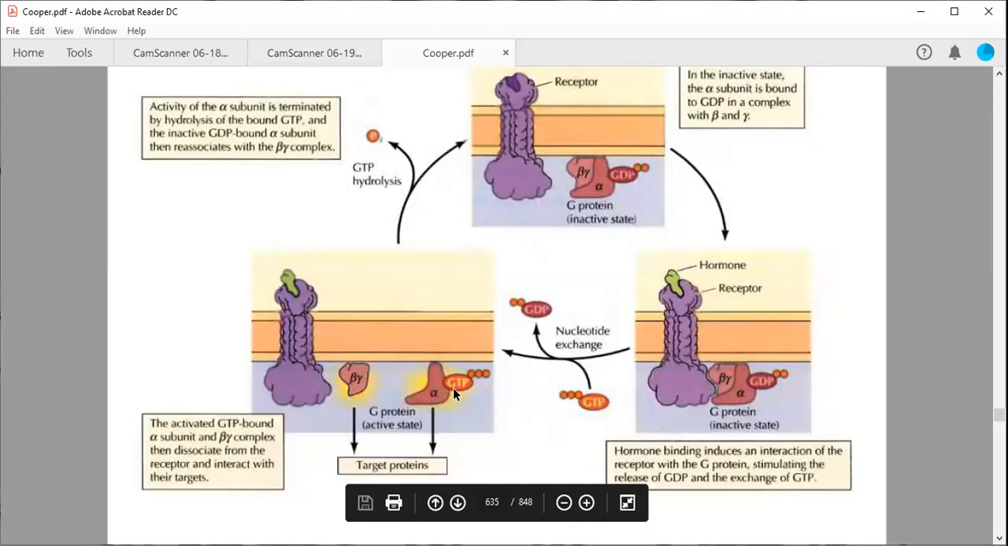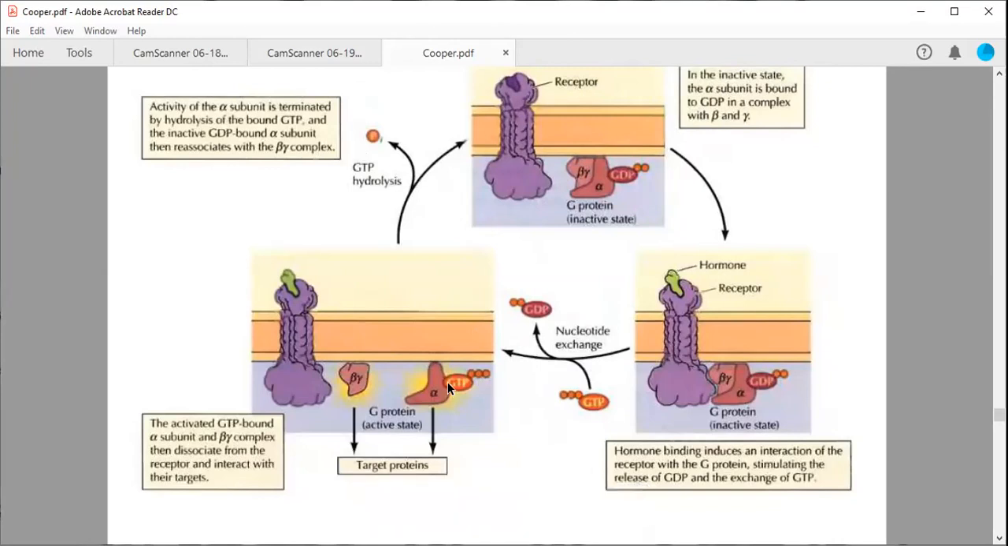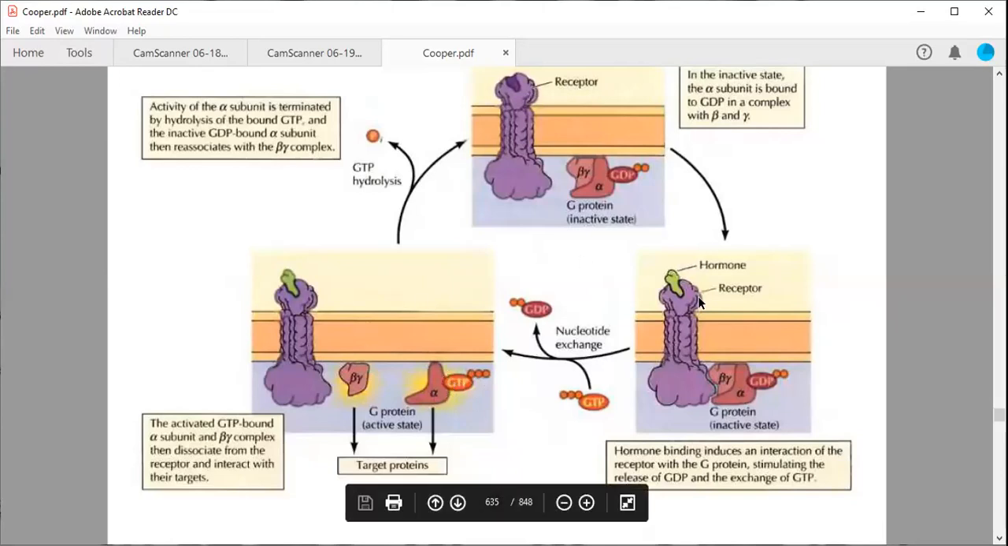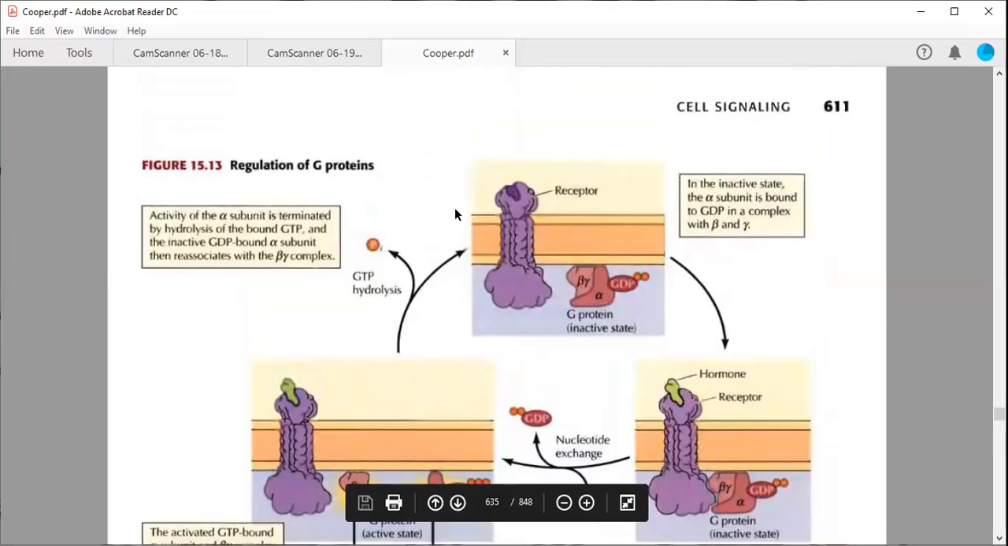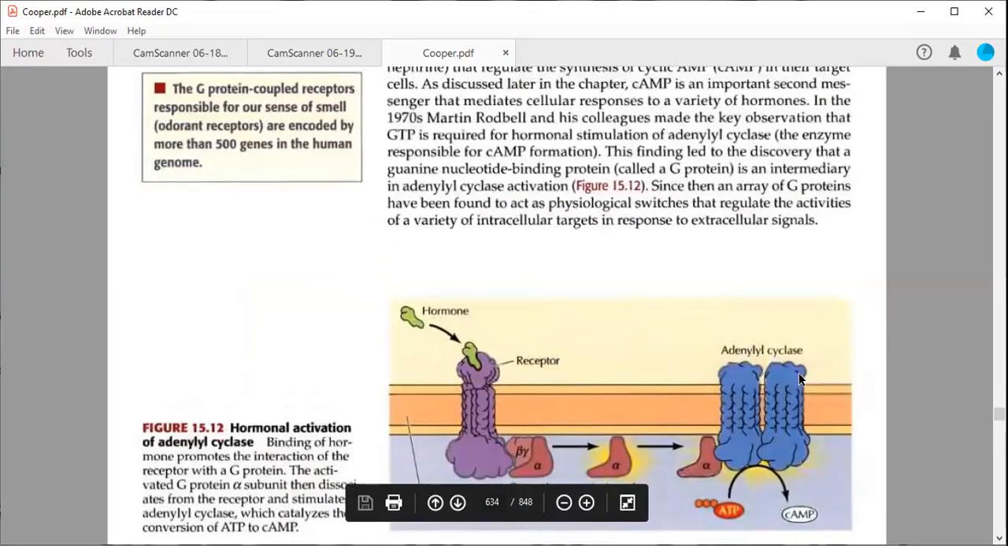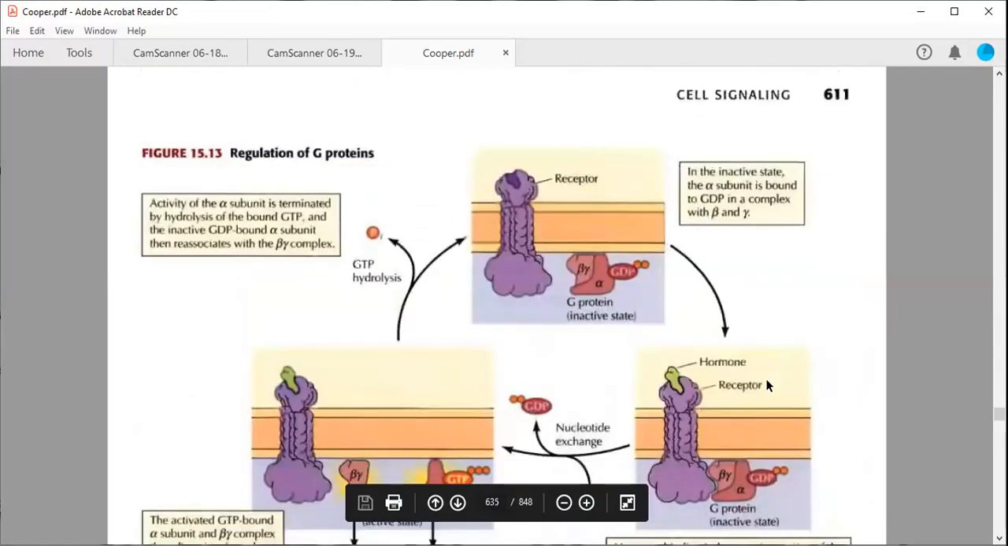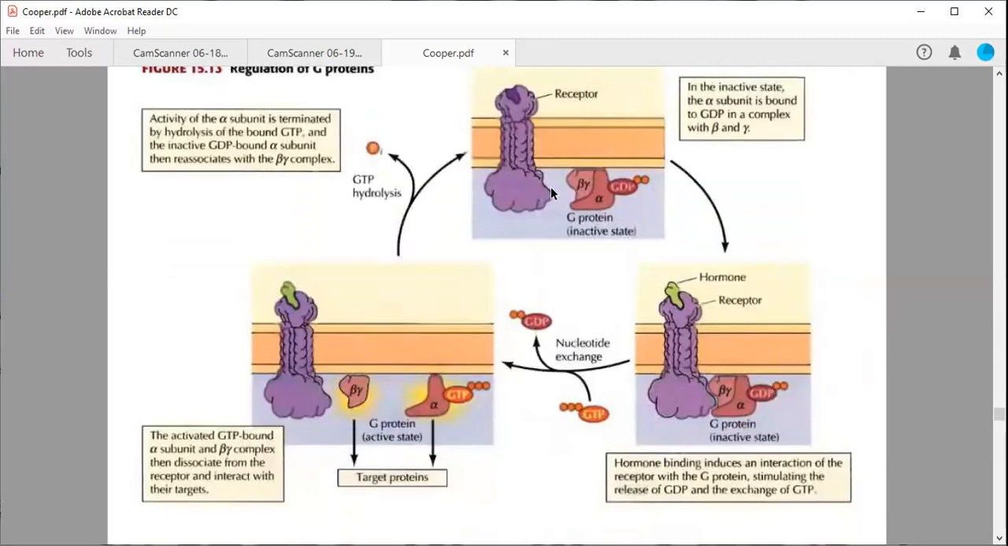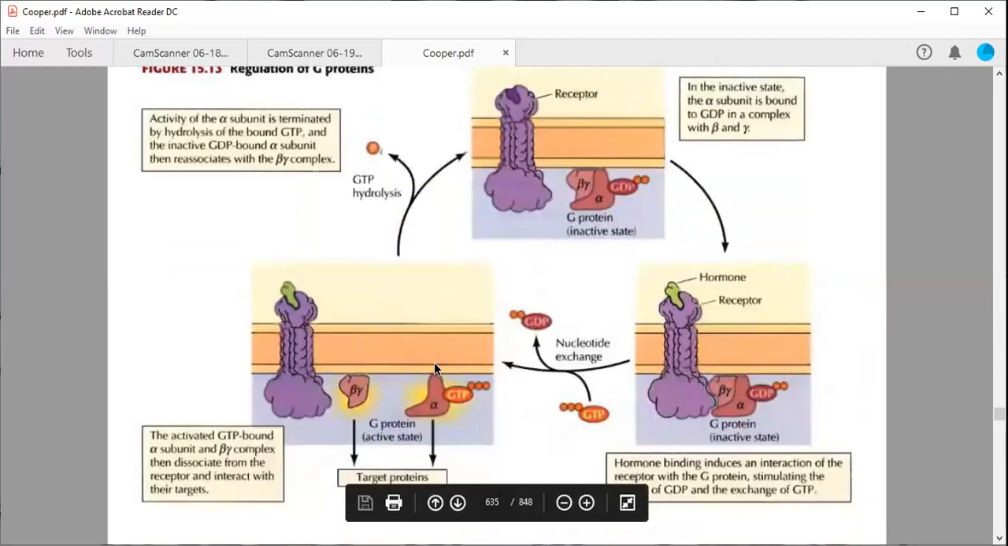So this tells us one thing, how long a signal will remain activated, meaning how long signal transduction will happen. It depends on how long this alpha form remains bound with GTP. Once the GTP is hydrolyzed, it will come back, and it will also lead to the inactivation of the adenyl cyclase enzyme, because this alpha subunit, when activated, is able to activate adenyl cyclase. That's how this signaling pathway is regulated at the first step itself by the G protein alpha subunit.